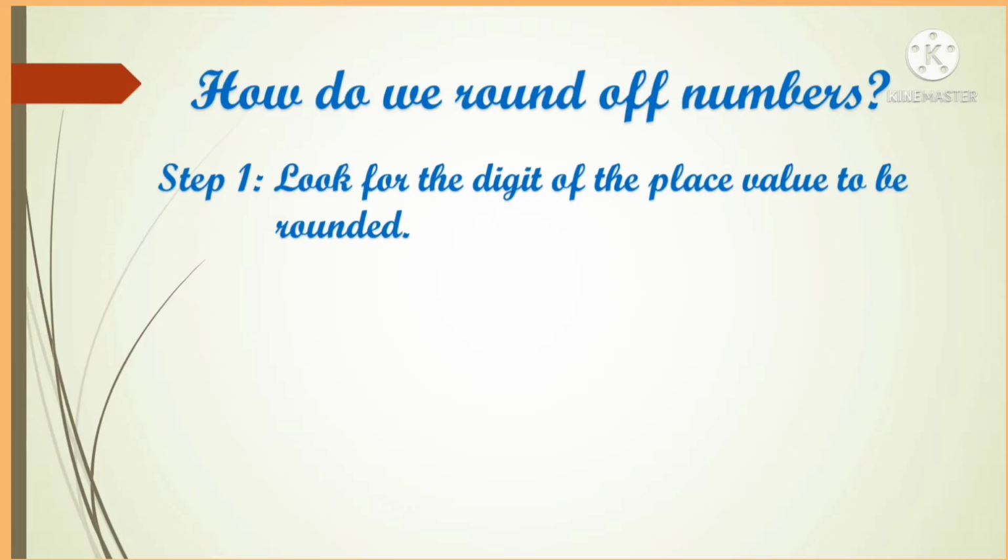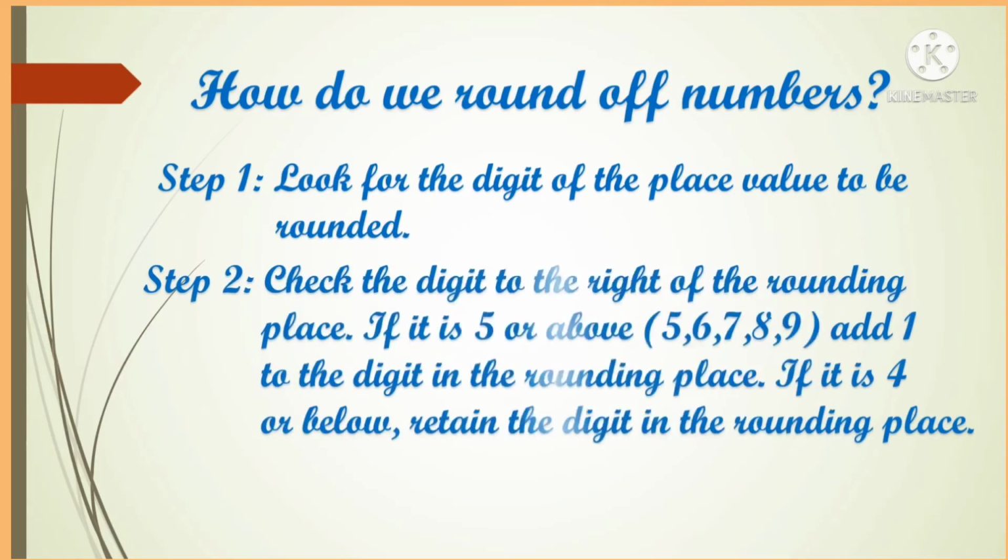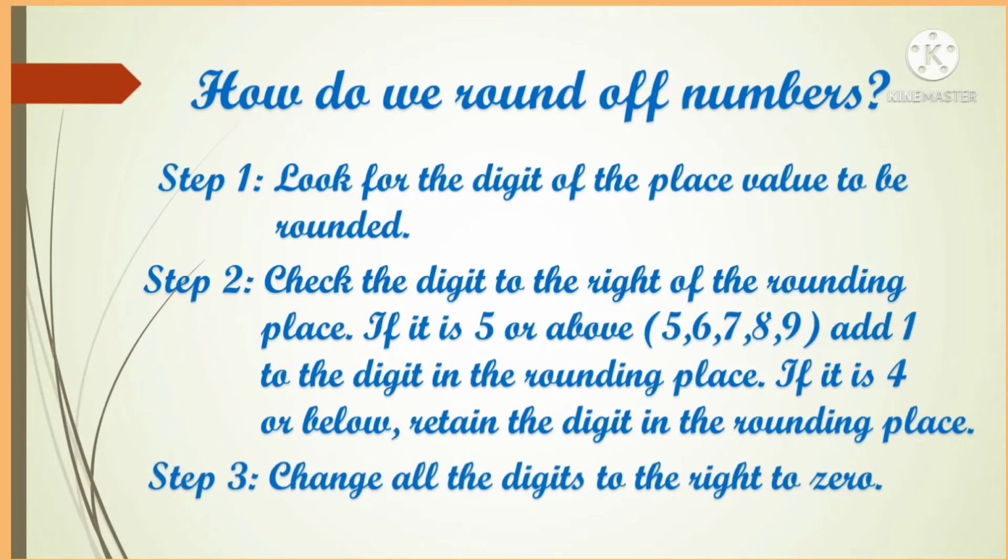Look for the digit of the place value to be rounded. Step 2. Check the digit to the right of the rounding place. If it is 5 or above, add 1 to the digit in the rounding place. If it is 4 or below, retain the digit in the rounding place. Step 3. Change all the digits to the right to 0.